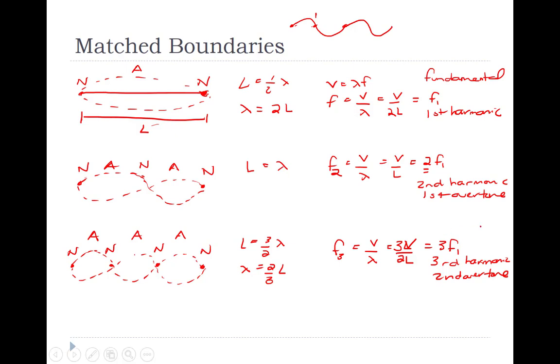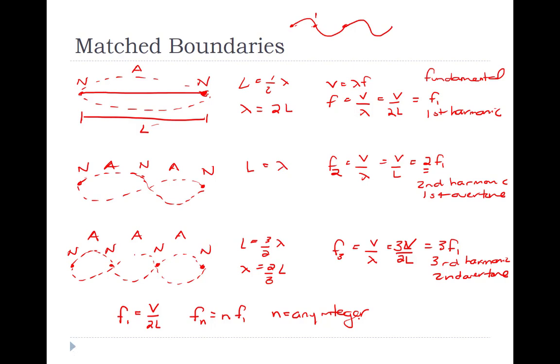Okay, so summarizing what behavior we see for standing waves when we have matched boundaries. The fundamental was given by V over 2L. And all the higher ones I can find by multiplying the number of the harmonic times the fundamental. So F2 is 2 times F1. F3 is 3 times F1. And that value of n can be any integer.